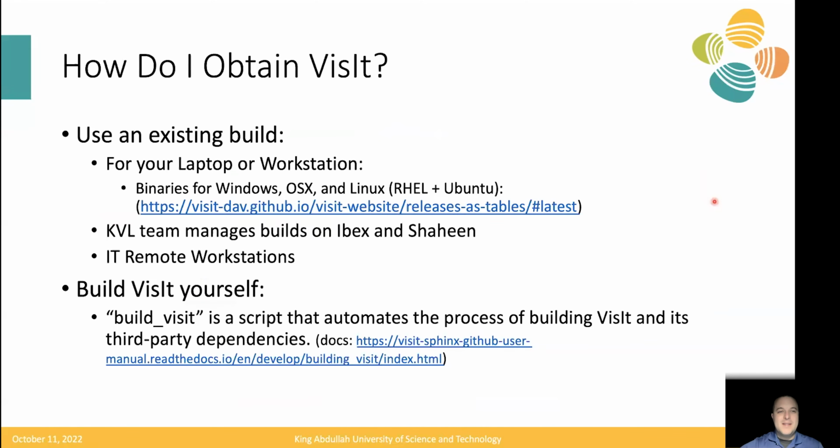So how do you obtain VisIt? You can use an existing build. That's going to be your easiest bet here at KAUST. For your laptop or workstation, just simply download the binaries from the VisIt website. The KVL team, we manage builds on ibex and Shaheen, so we have that ready to go on both of those platforms. And you can access it on the IT remote workstations. And the last option is you can build VisIt yourself. This is something you can do if you really need to enable a feature in VisIt that wasn't enabled on a prior build.